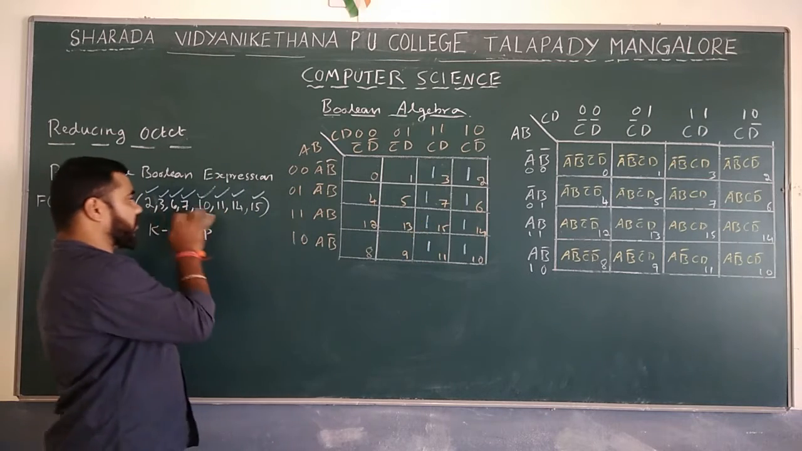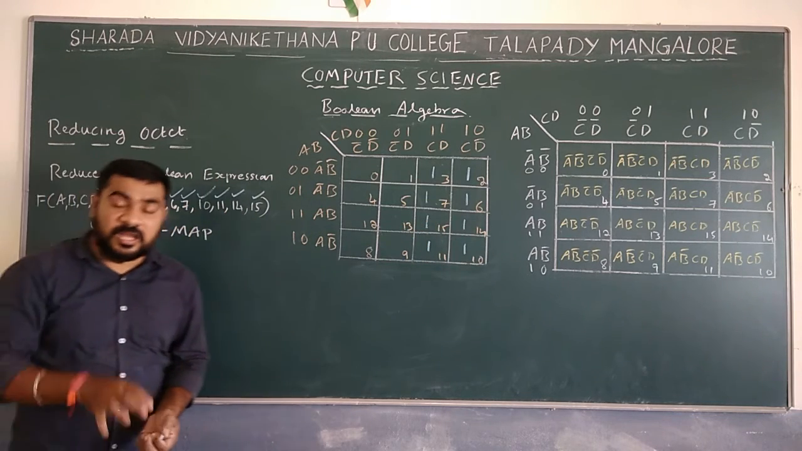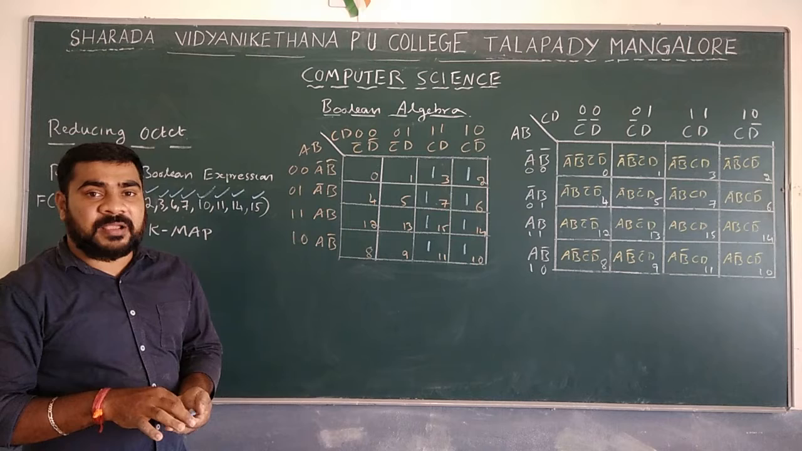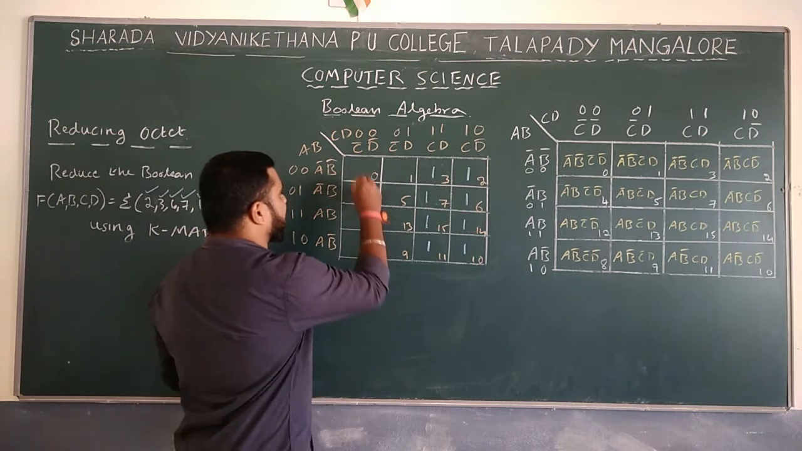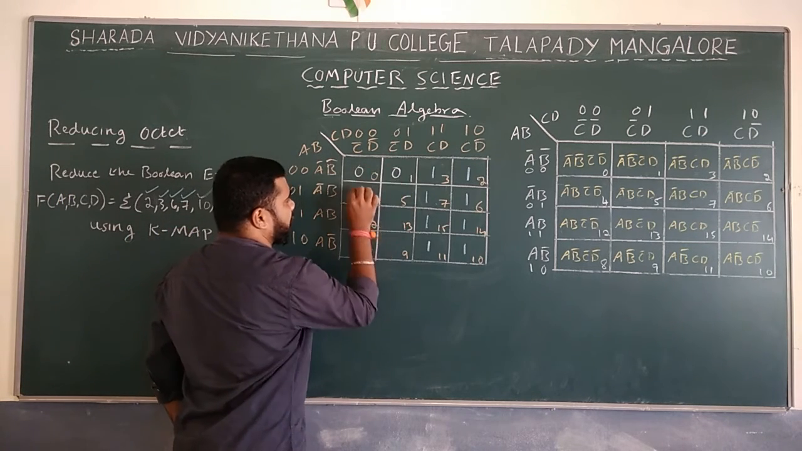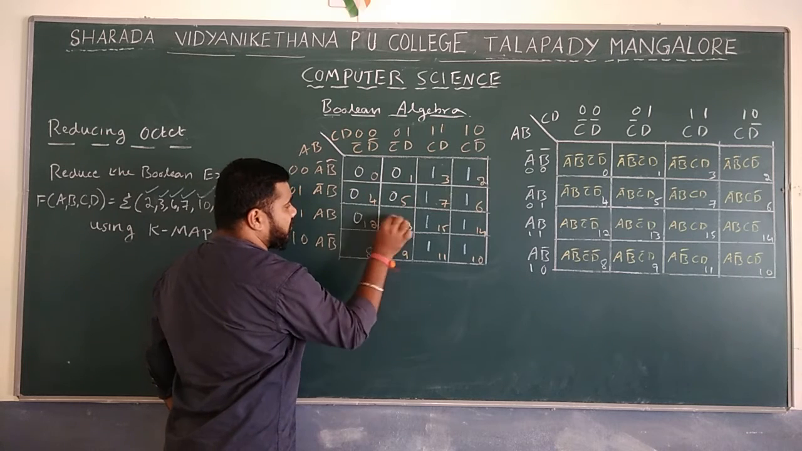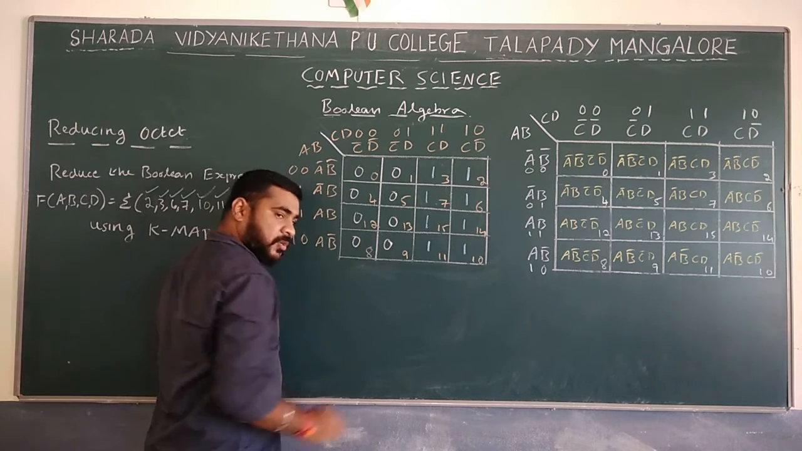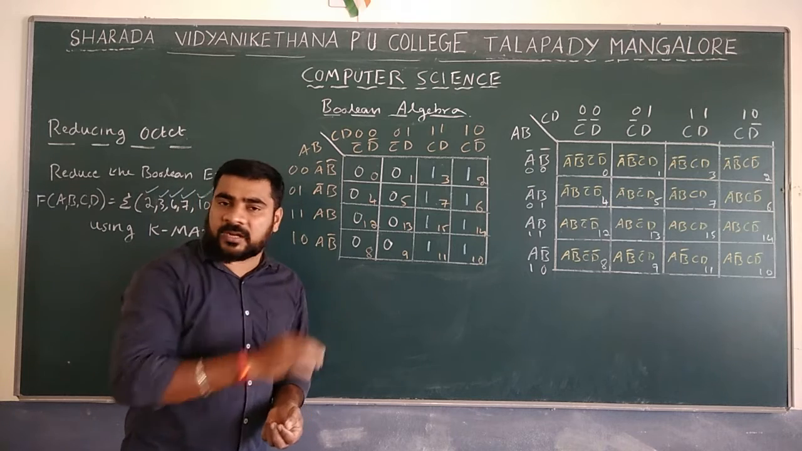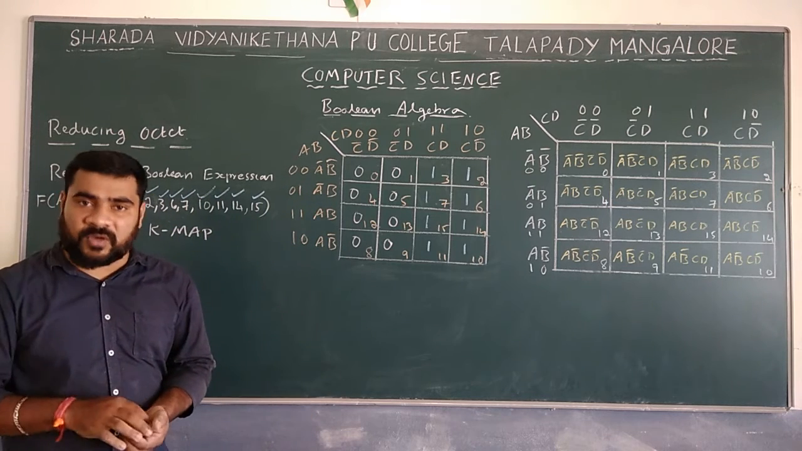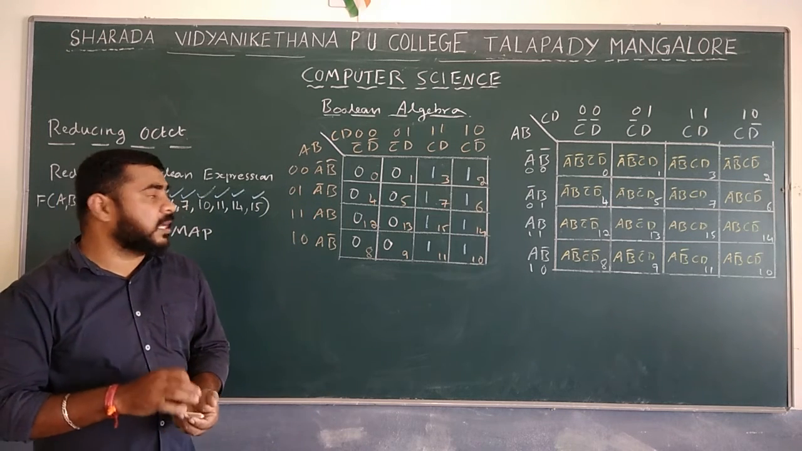So all numbers given are marked. After marking those, the remaining cells you should mark as 0. The remaining ones are 0, 0, 0, 0, 0, 0, 0 and 0. So in case of SOP, we mark 1 and we also mark 0. We have to group only the 1s. Whenever ones are there, they should be grouped.